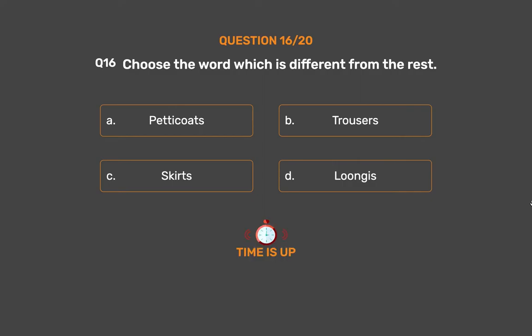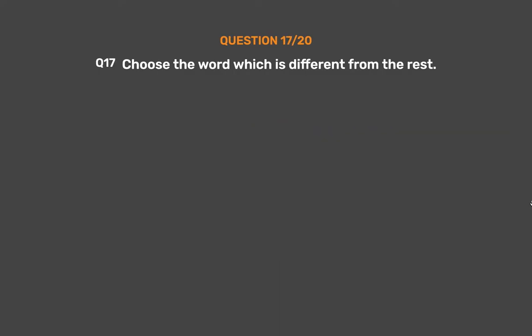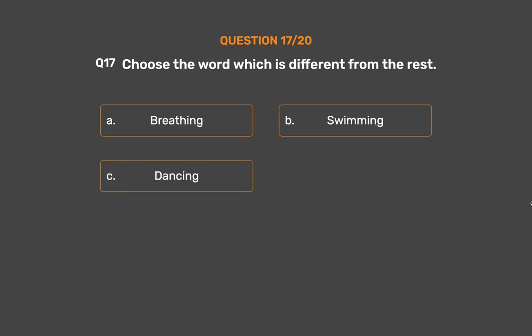The correct answer is option A, petticoats. Petticoats is the only undergarment in the group. Question number 17. Choose the word which is different from the rest. Option A, breathing. Option B, swimming. Option C, dancing. Option D, playing.